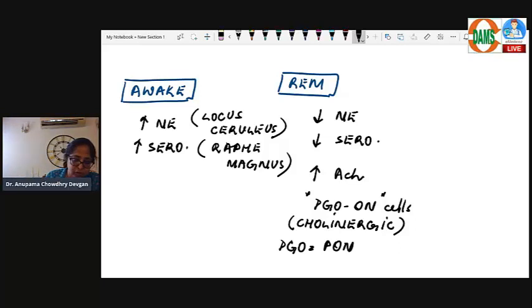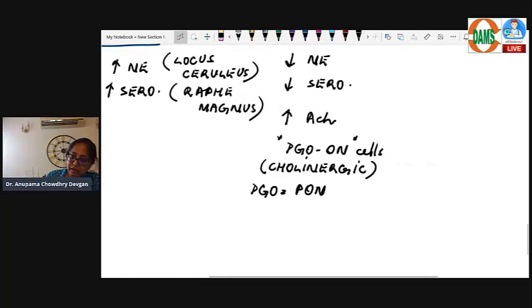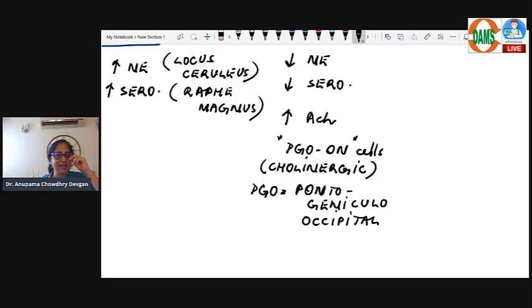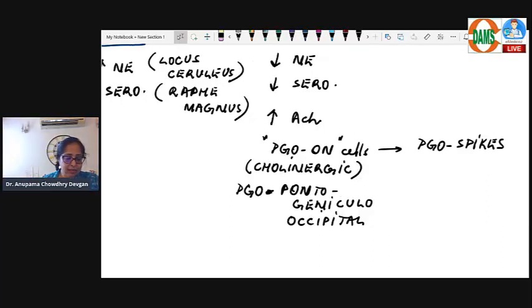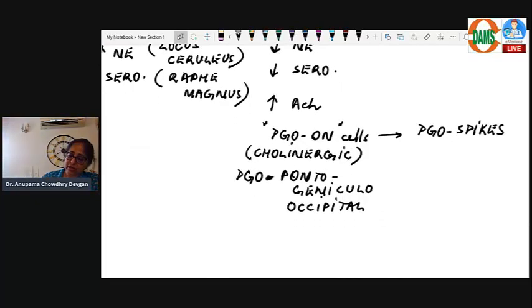What is PGO? This is ponto-geniculo-occipital. These are called your PGO on cells. PGO on cells give rise to what is known as the PGO spikes, ponto-geniculo-occipital spikes. What are these ponto-geniculo-occipital spikes?